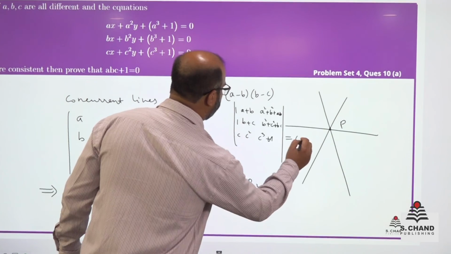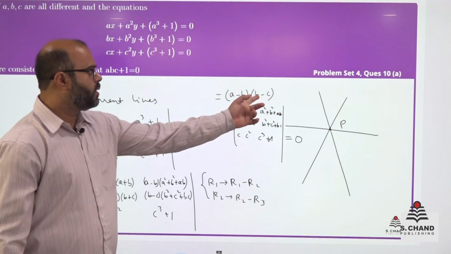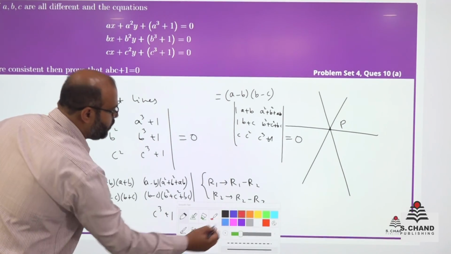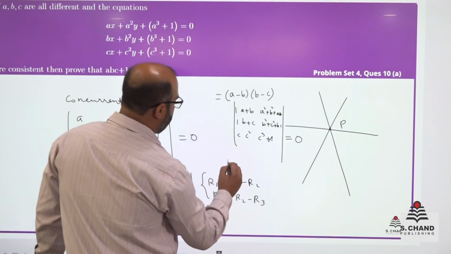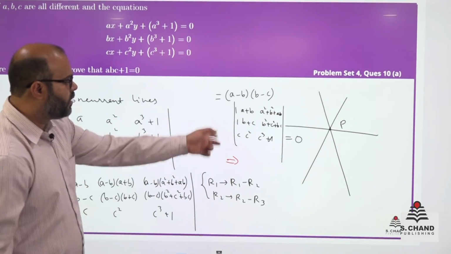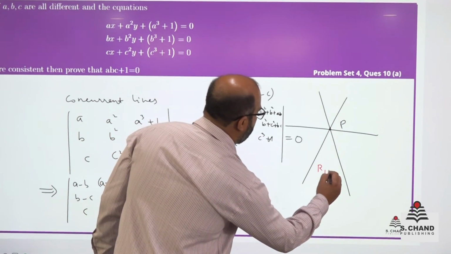This is 0. Now A, B, C are all distinct. So A minus B cannot be 0, and B minus C also cannot be 0. So what will happen? This determinant is 0. Now if we take this determinant, again we apply the operation R1 as R1 minus R2.